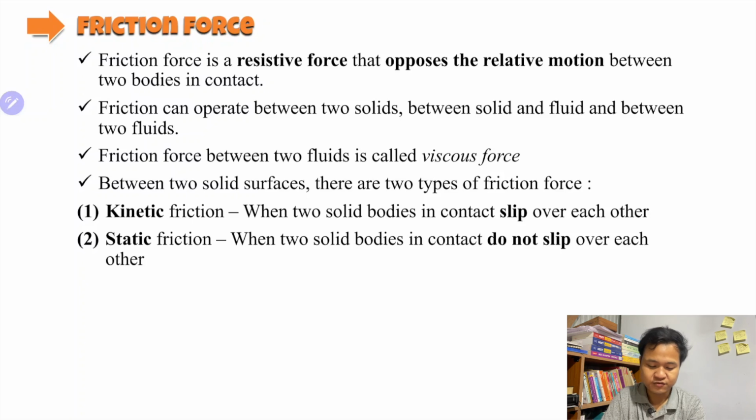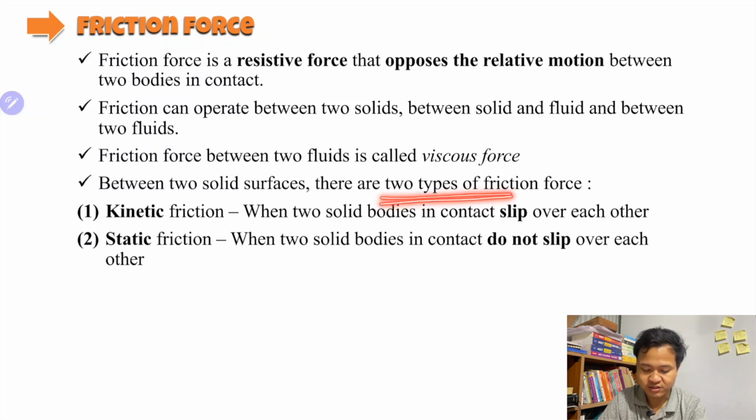Friction can exist between two solids, between a solid and a fluid, and also between two fluids. If it exists between two fluids, then we call that a viscous force. Viscous force you will study in class 11 second part, in the properties of fluids. In laws of motion we will be dealing with only solid surfaces.